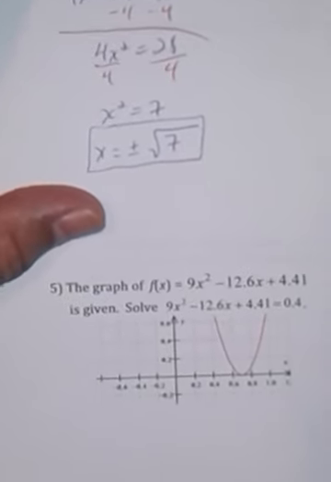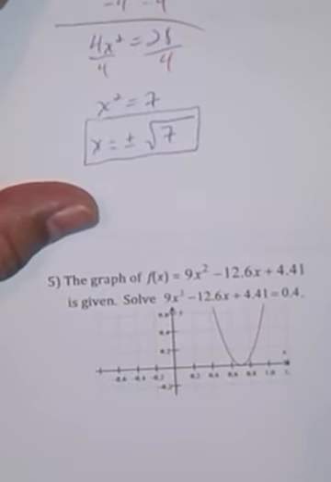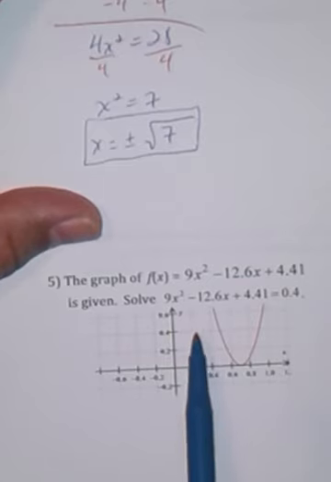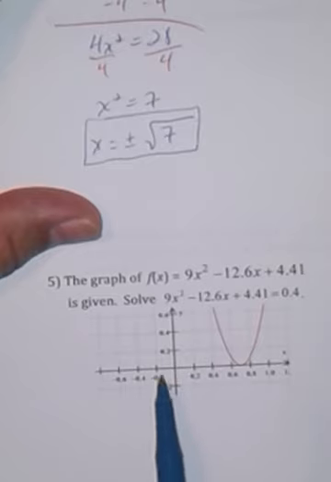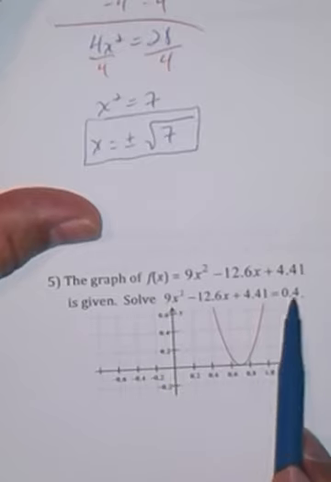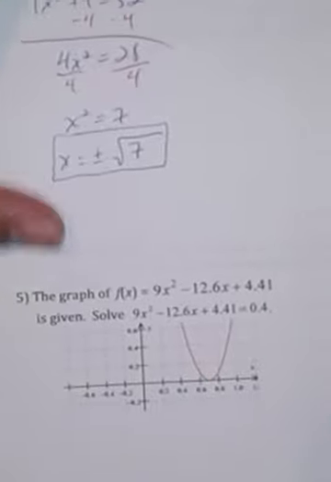Let's go on to number 5. Solve by graphing. Actually, you know what? I think we'll leave that there. This one you're going to solve the same way we did before when we looked at f of x equals 2, something like that. So here you have f of x equals 0.4. We'll leave that for class.